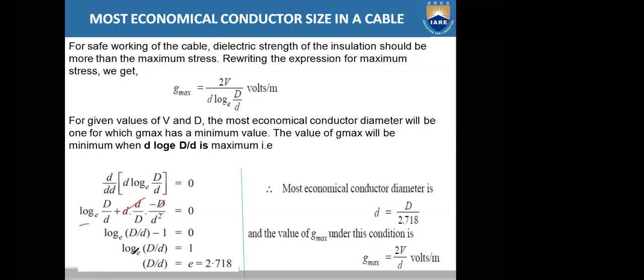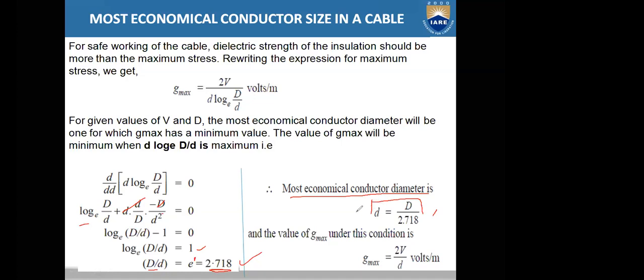So this can be written as log capital D by d to the base e equal to 1. From this expression, D by d can be written as e, that is D by d is equal to e power 1. So e power 1 is e only, and that value is 2.718. So the most economical conductor diameter from this expression will be small d equal to capital D by 2.718. This is the most economical conductor diameter.